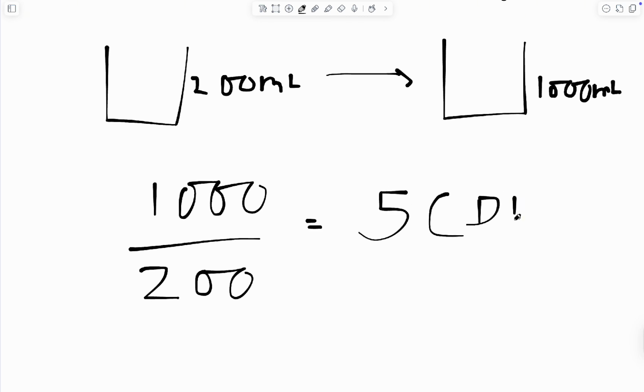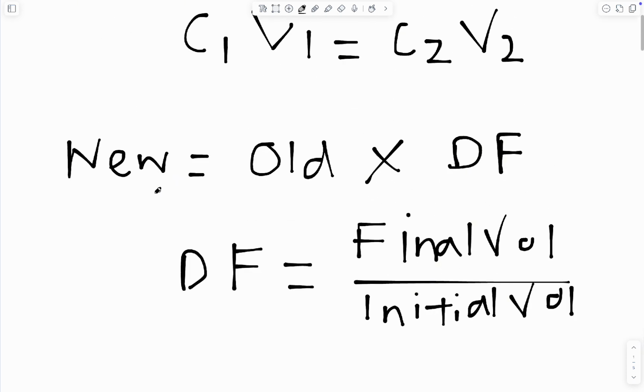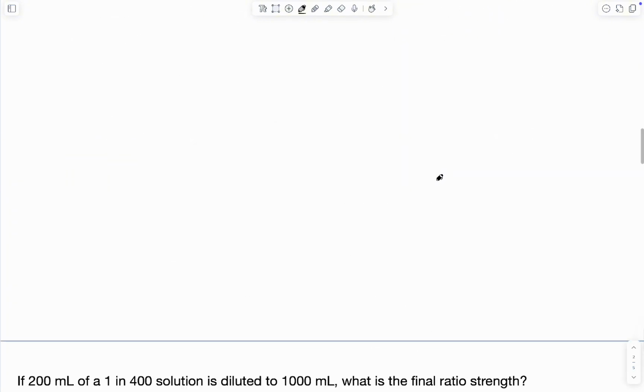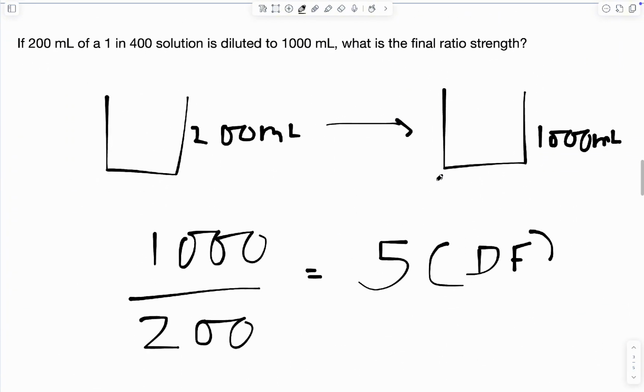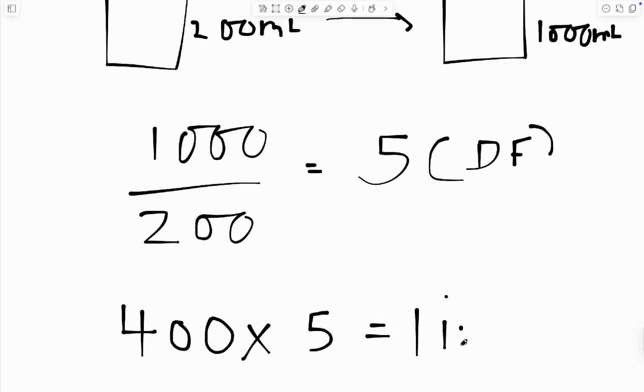I've just put in dF in brackets. Then to find our new ratio, we use that second equation: the new is equal to the old times the dilution factor. We want to find the new, so we use our old, which is 1 in 400. We only use the value of X, which is 1 in something, so we only use 400. Then we times that by our dilution factor, which is 5, and you should get a ratio strength of 1 in 2,000.